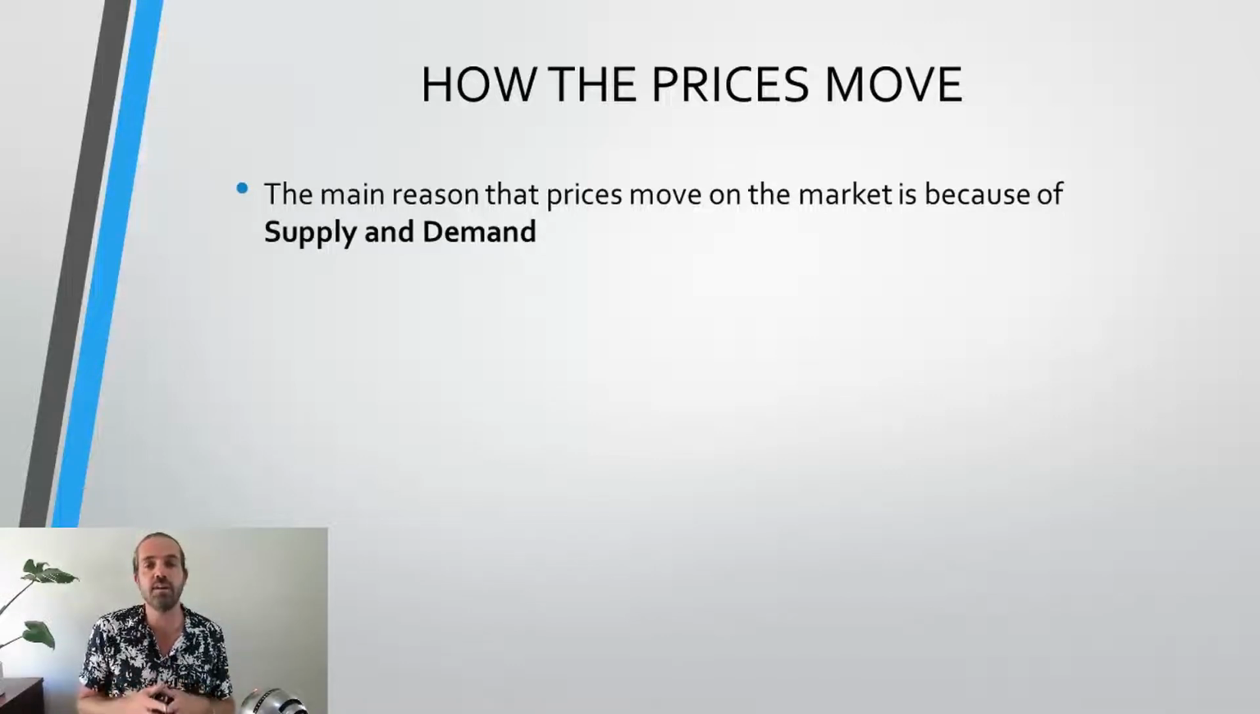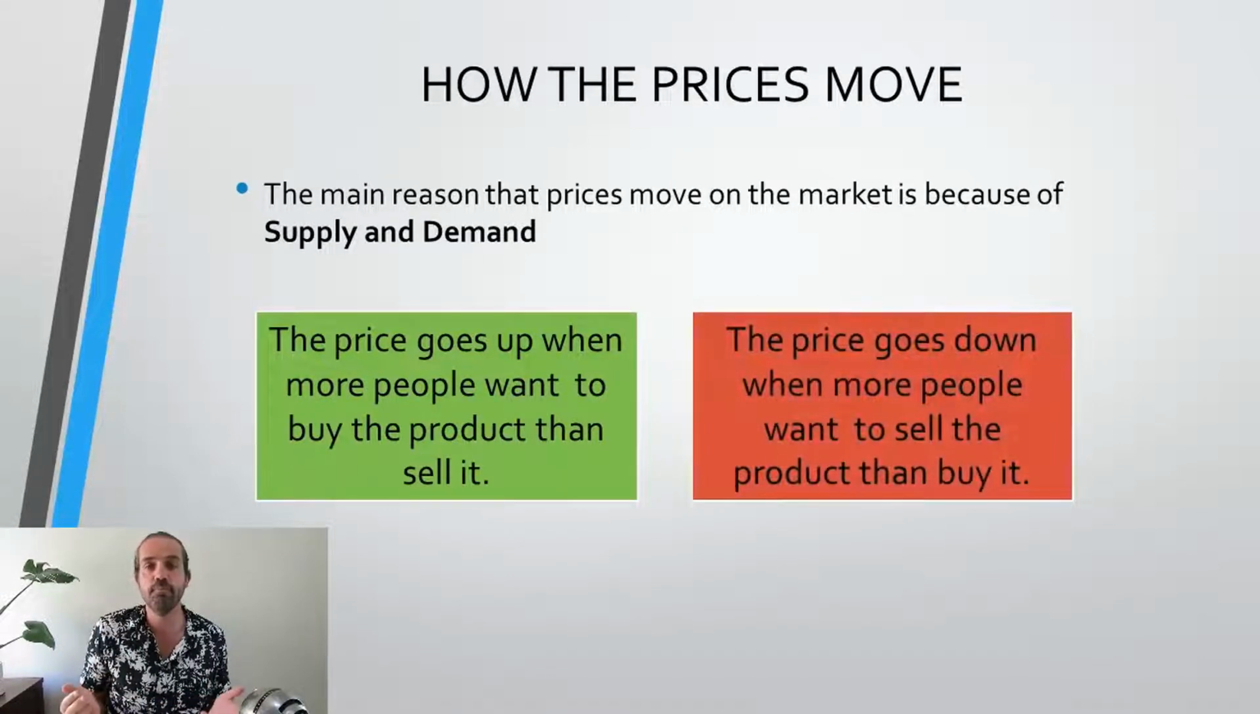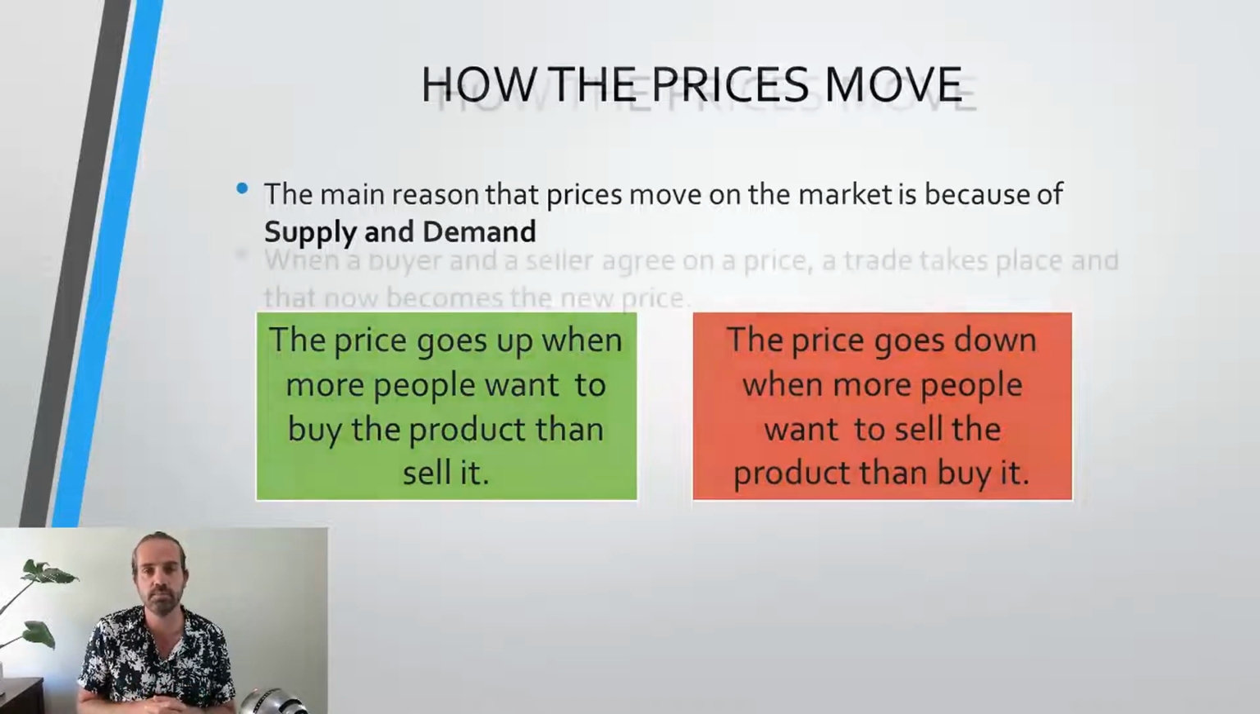Now this happens the same way that it would happen in any type of market. If more people want to buy the product than sell it, then the price moves up. The product is in demand. Conversely, if more people are wanting to sell the product than buy the product, the price will go down because there is more supply of the product than demand for it.